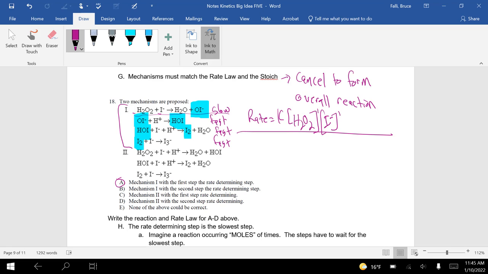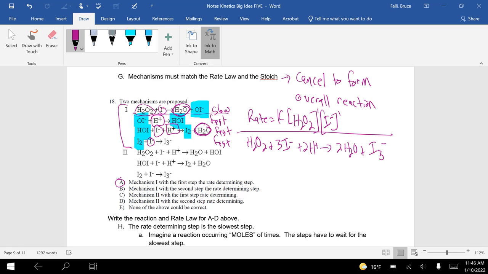Okay. So I have H2O2. I have two I negatives. I have three I negatives. So I have H2O2 plus three I negatives, and then I have an H positive left over, and another H positive left over, plus two H positives yields two waters plus I3 negative.